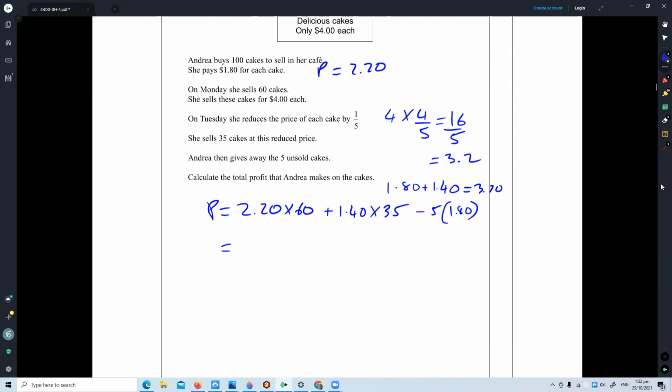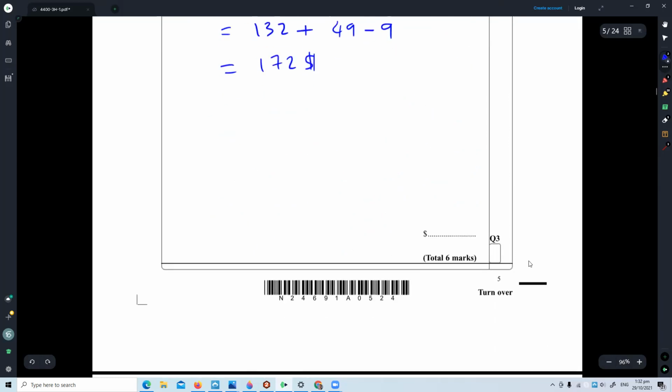So 220 times 60 is $132 that she makes here. And then 140 times 35, 1.4 times 35, is another $49 profit. So we see her profit is a lot less with this, but that's okay. And then she's lost 5 times 180, which is $9. So I don't need a calculator for that. So 132 plus 40, so 49 minus 9 is 40, is actually $172. So she still made $172, and that's my total profit. So I could write that in the box here, 172, and I get 6 marks for that.